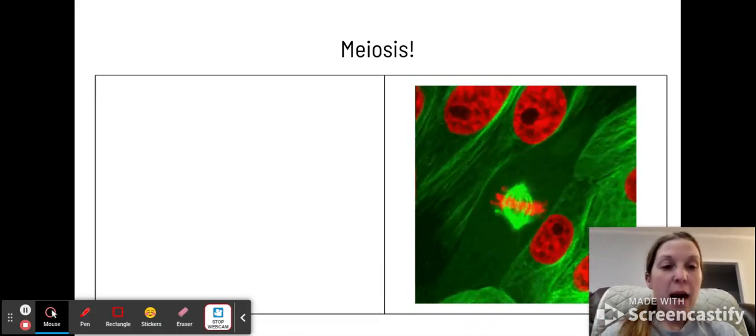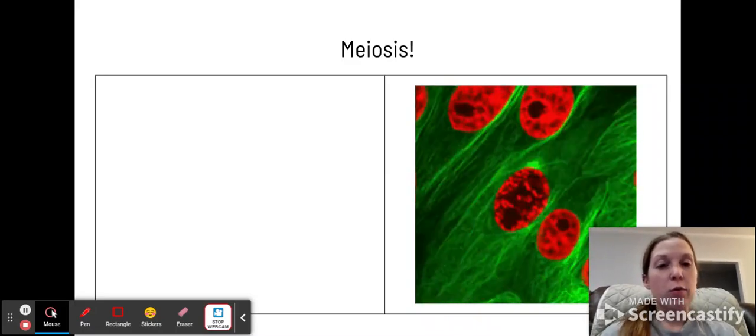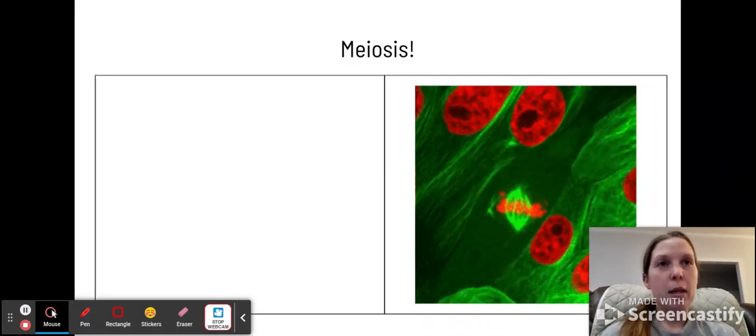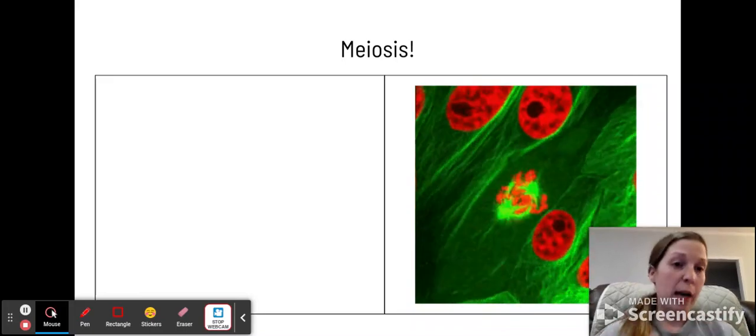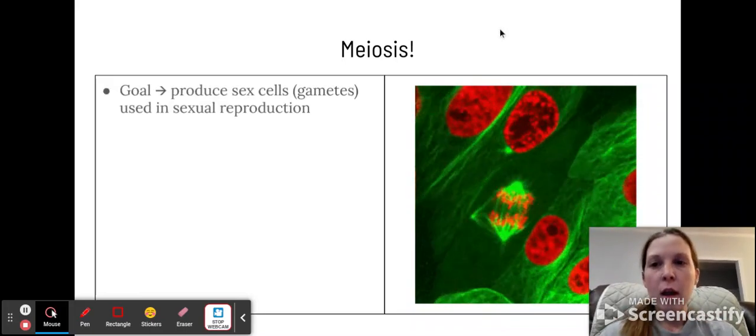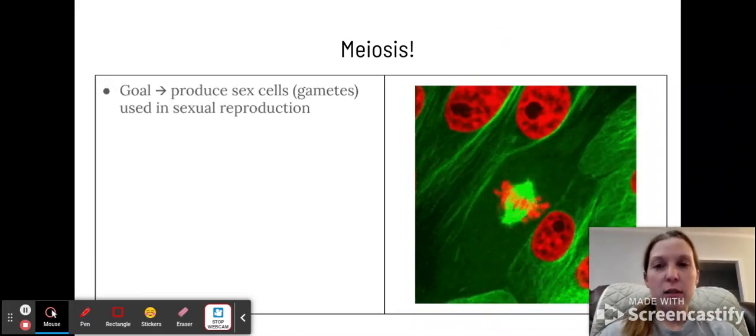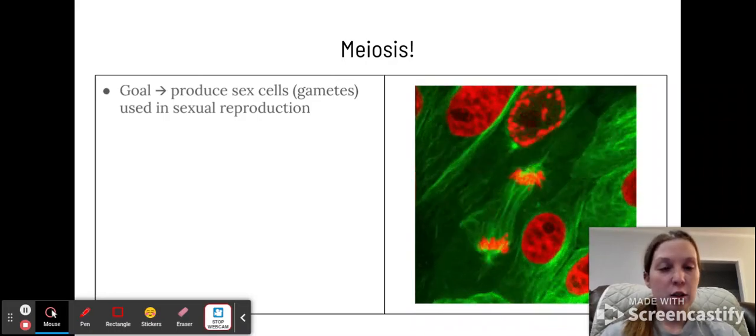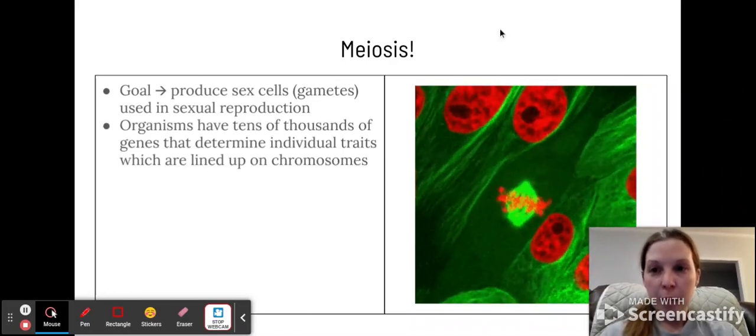reproduction. Meiosis is what your cells go through for sexual reproduction, so to create an offspring. And the goal of meiosis is to produce the sex cells or the gametes used for reproduction.